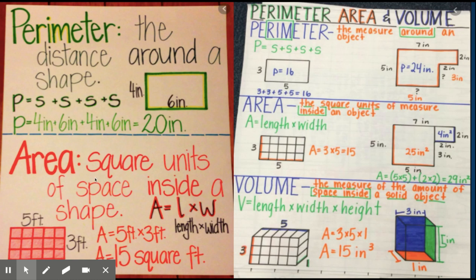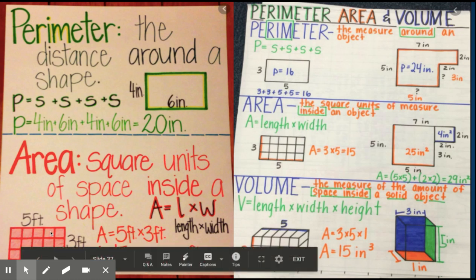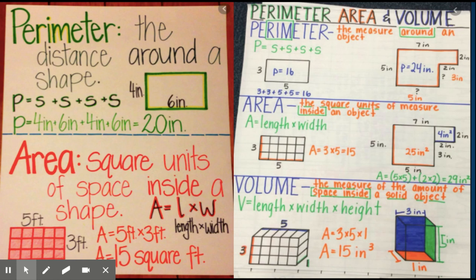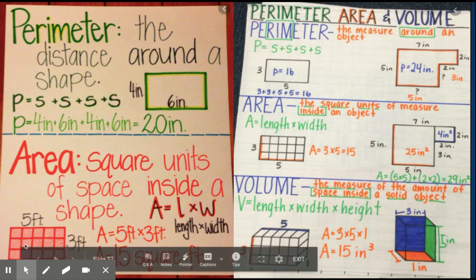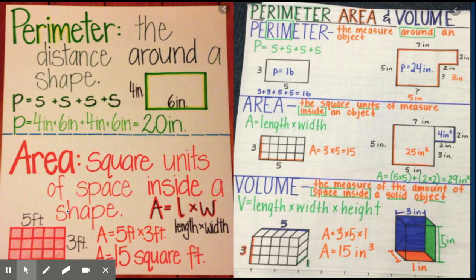Area is the inside. It would be like the array, the squares that are in the middle. So how you get the area is you do not add, but you multiply instead. And you multiply the length, how long it is, times the width, how wide it is. So length times width will give you the area. It's just like an array. They both are the same thing, basically.